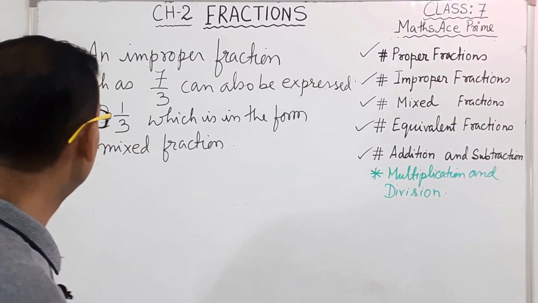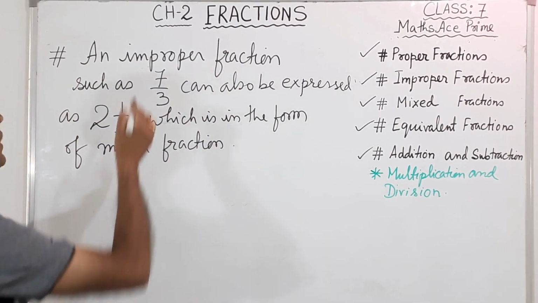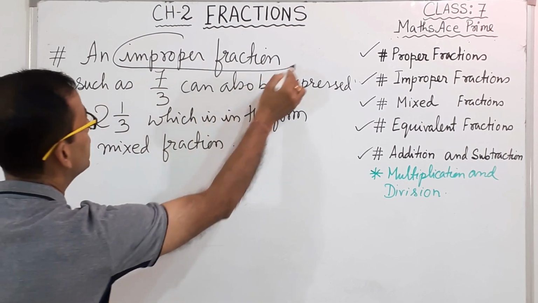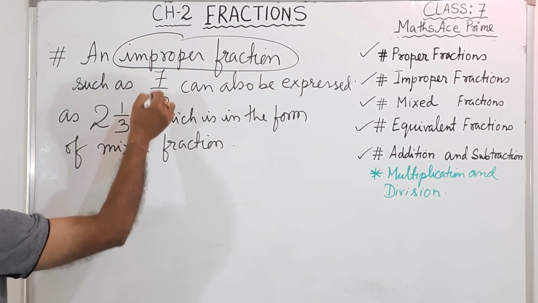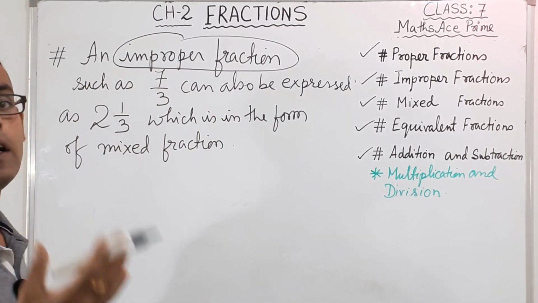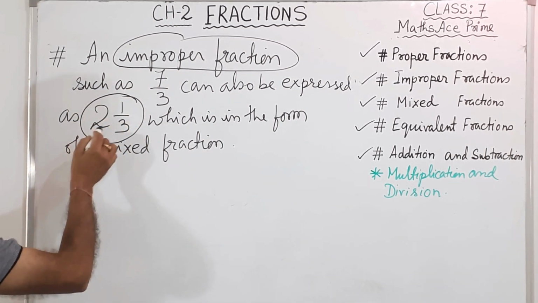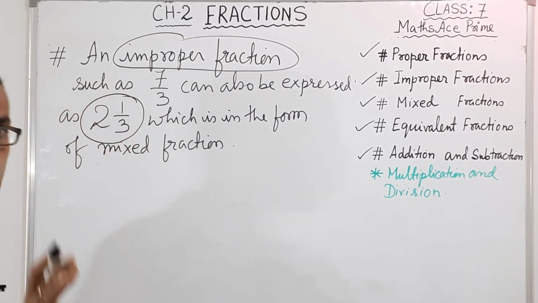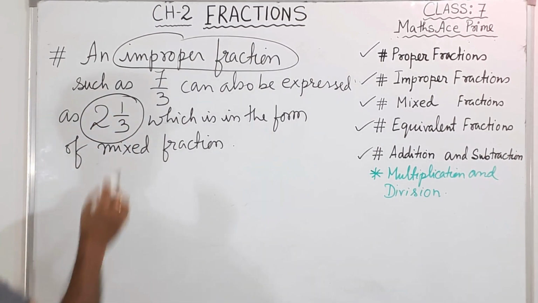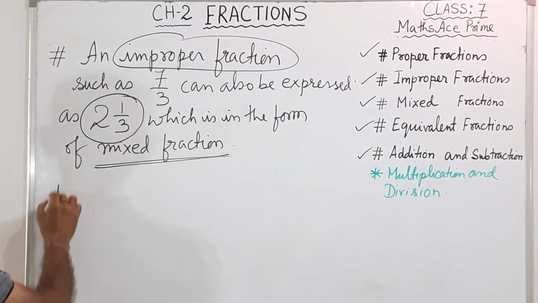Now students, we learned about the improper fraction. Now this improper fraction, such as 7 by 3, can be expressed in another way also. How? Like this way: 2 1 by 3, that means 2 whole number and 1 by 3, and that is known as a mixed fraction.